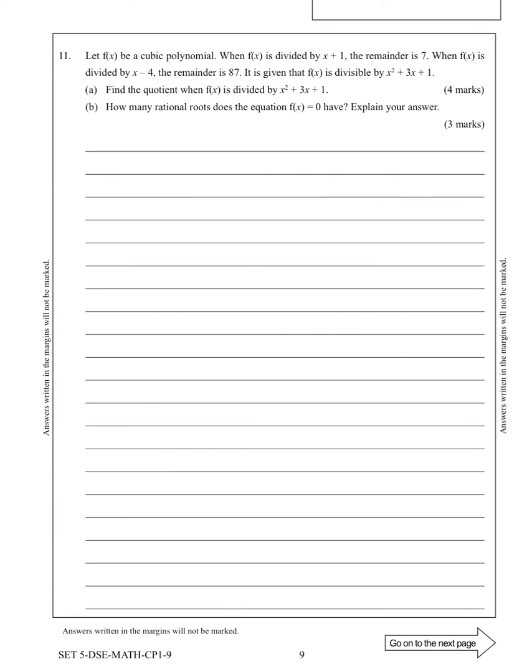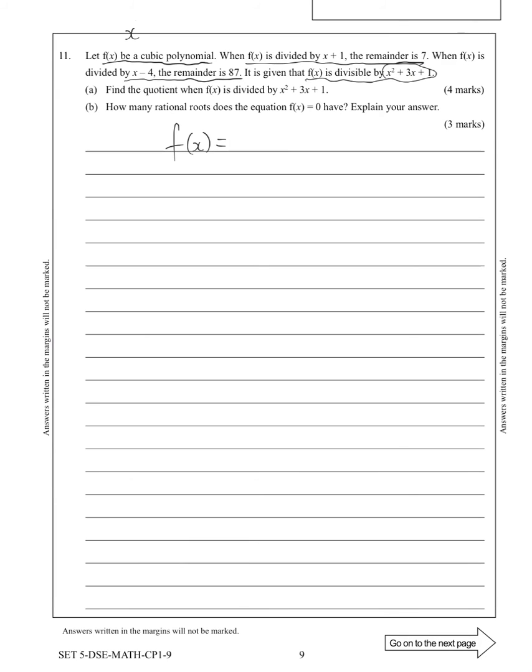Okay, and finally for number 11. Number 11 is actually a question that is copied from the 2019 DSE paper. In that paper, they told us that f(x) is a cubic polynomial. Okay, and they also told us two conditions: when f(x) is divided by x plus 1, the remainder is 7, and when it's divided by x minus 4, the remainder is 87. It also gave us that it's divisible by x squared plus 3x plus 1. But in this case, they haven't given us what f(x) actually is, okay? All we have is it is a cubic polynomial.